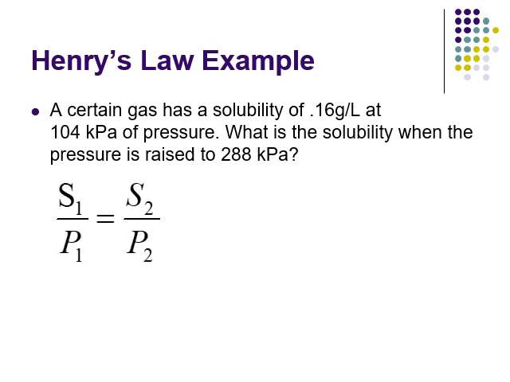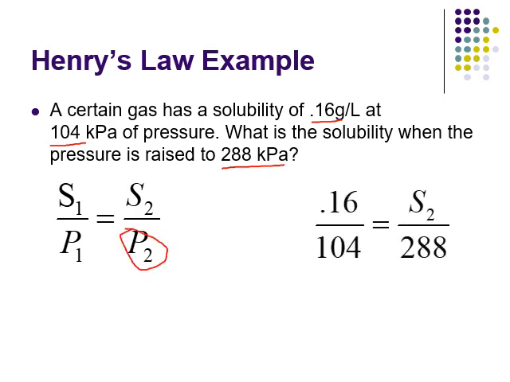So I start off with Henry's law. It's talking solubility and pressure. S1 is the initial solubility, which is that 0.16. P1 is the initial pressure, that 104. What is the solubility when the pressure is raised to 288? That 288 is the new pressure, P2, so we're solving for S2. I do a bit of algebra magic: I multiply 0.16 by 288 and divide by 104, cross multiplying and dividing, and I get a solubility of 0.44 grams per liter. That makes sense, because as pressure goes up, solubility goes up. Pressure went up, and solubility went from 0.16 to 0.44.